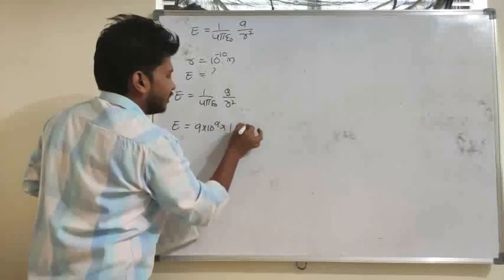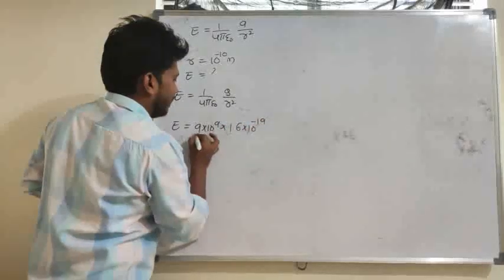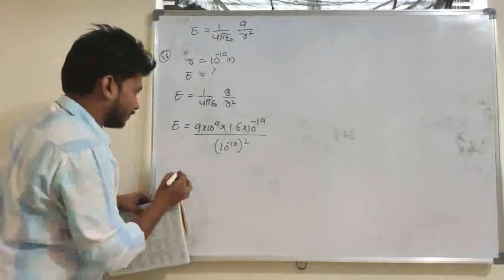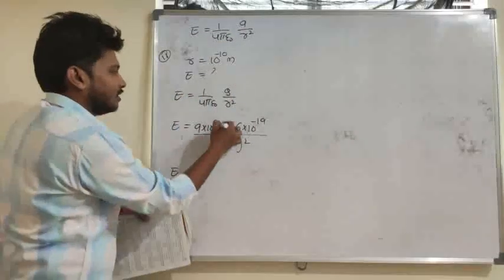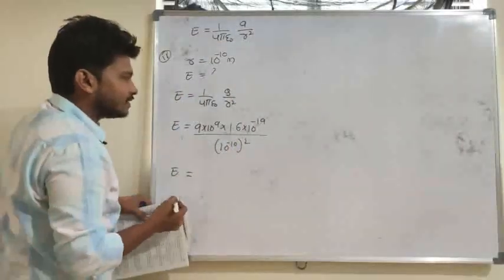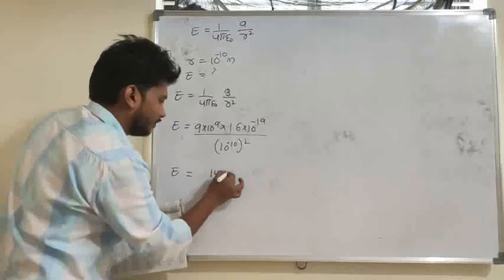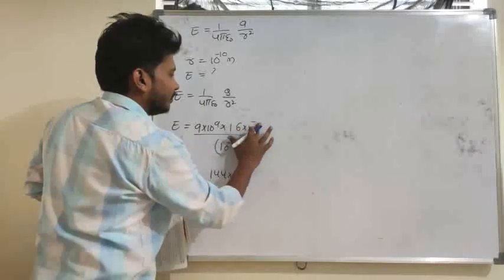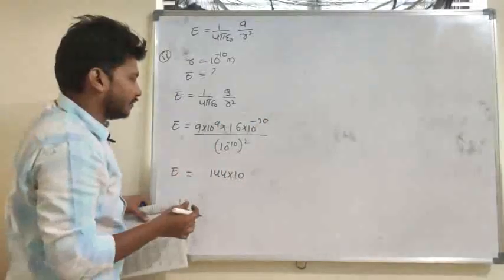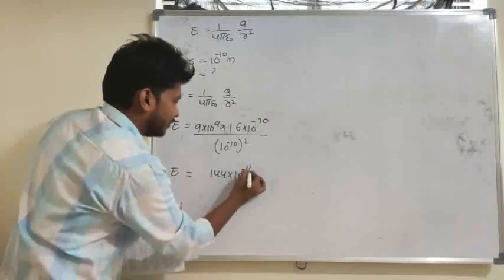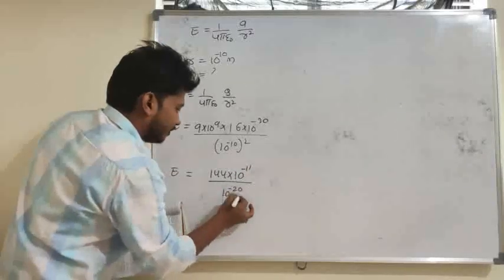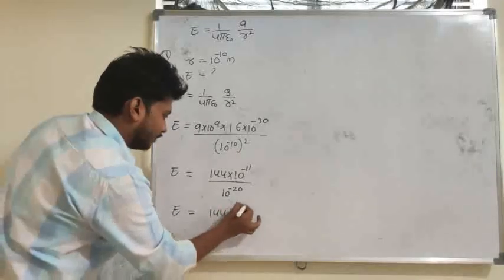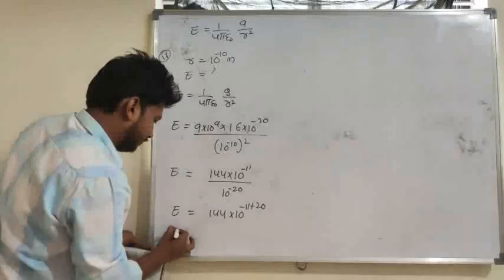Magnitude of the charge of the particle is 1.6 into 10 to the power of minus 19, divided by the distance, which is 10 to the power of minus 10, whole square. So the electric field here is 16 into 10 to the power of minus 20, and that gives 144 into 10 to the power of minus 11 plus 20.